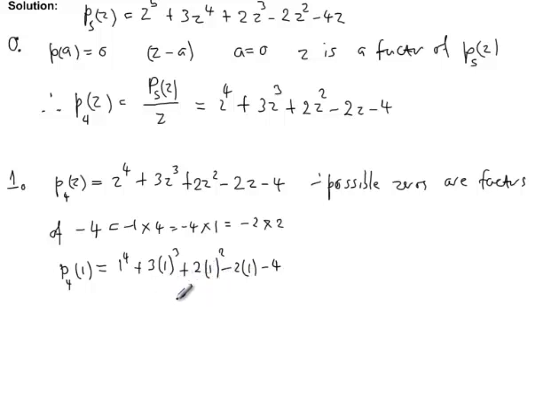Yeah. Now let's see what happens here. 1 plus 3 will give us a 4. Plus 2 will give us a 6. Then here we've got a minus 6. Then this is 0. So according to the theorem, therefore, Z minus 1 is a factor of P4 of Z.